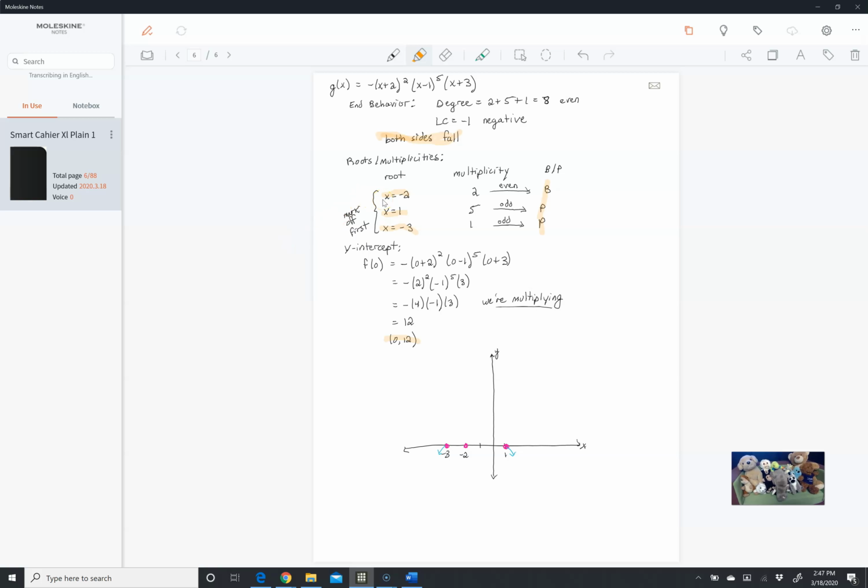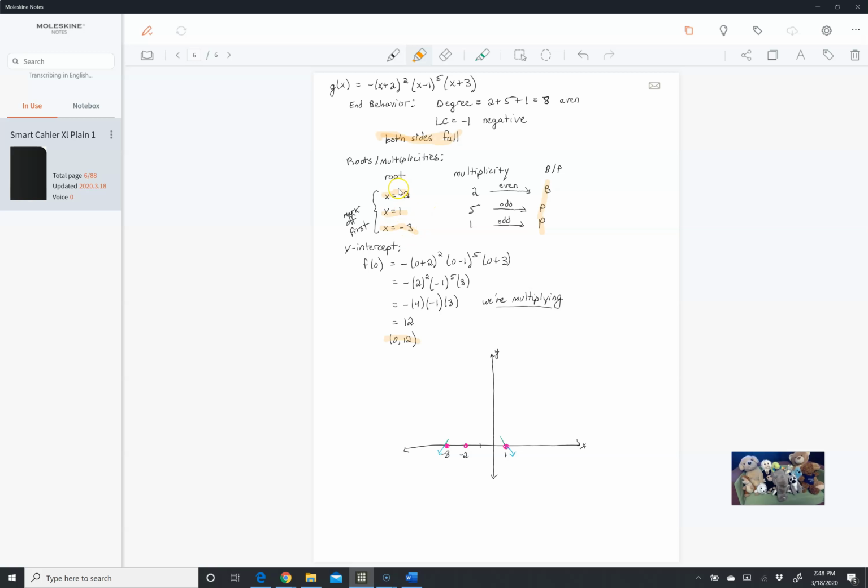So I would do the ends first, okay? Don't do the middle roots, do the ends. So at x equals -3, it passes. So we know that we're going in this direction. At x equals 1, we're also passing. So we know that we're going in this direction.